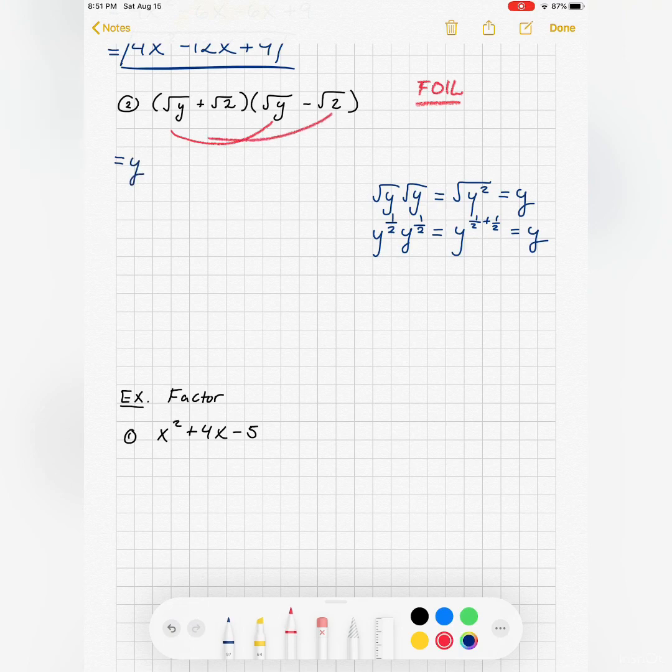Okay, the outer, that'd be minus square root of 2y. The inner, plus square root of 2y. And the last. So I have minus, then I have root of 2 times root of 2. So it's kind of like this, right? If I take root of 2 and multiply it by root of 2, it's the same as root of 2 squared. It's 2.